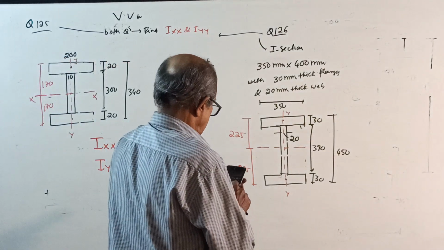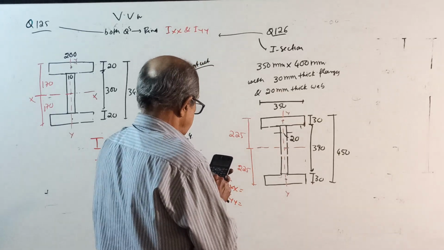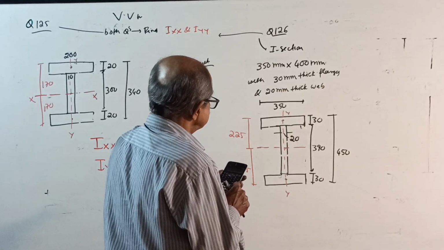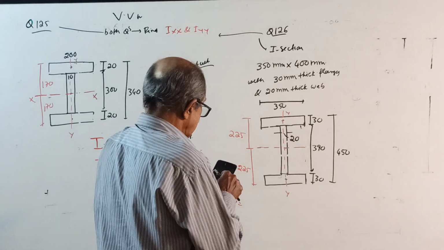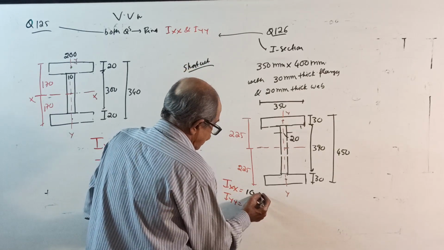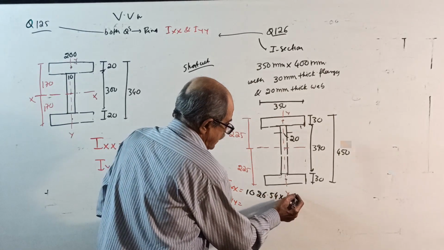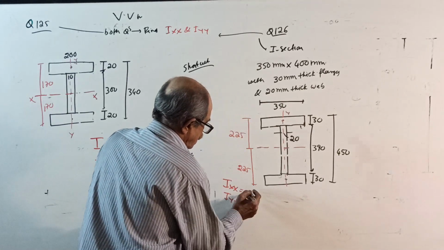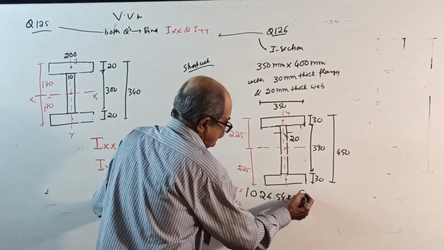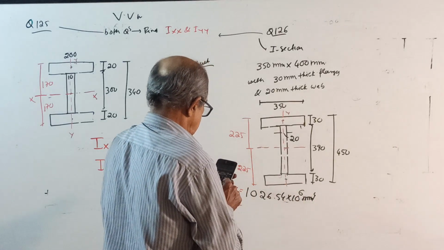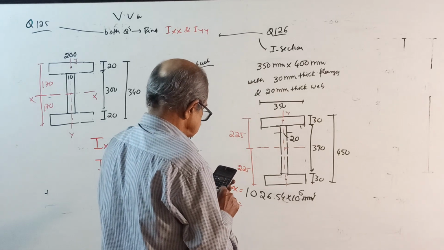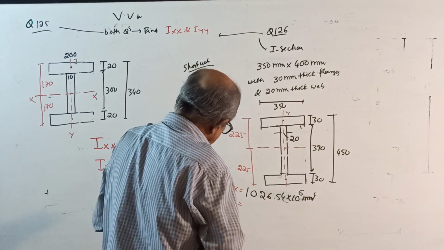Correct. Here, Ixx: 350 into 450 cube minus 330 into 390 cube. I am applying the shortcut. 1026.54 into 10 to the power 6 millimeter to the power 4. I am reading once again. Okay, I read bigger. 1026.54 into 10 to the power 6 millimeter to the power 4. I will check once again. 350 into 450 cube minus 330 into 390 cube, divided by 12. 1026 divided by 10 to the power 6.